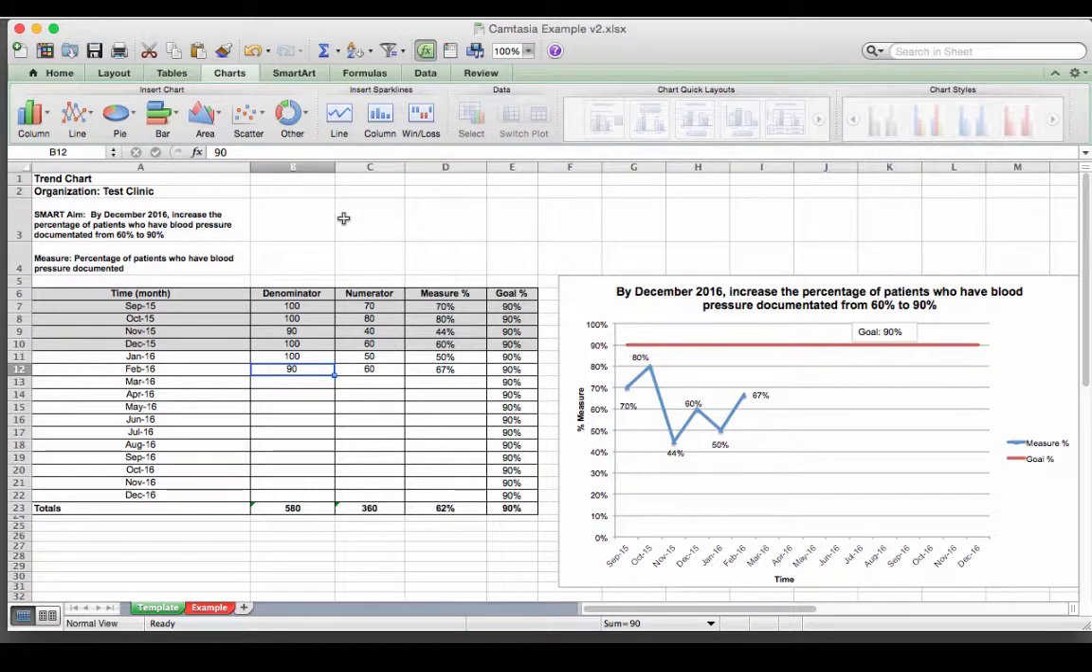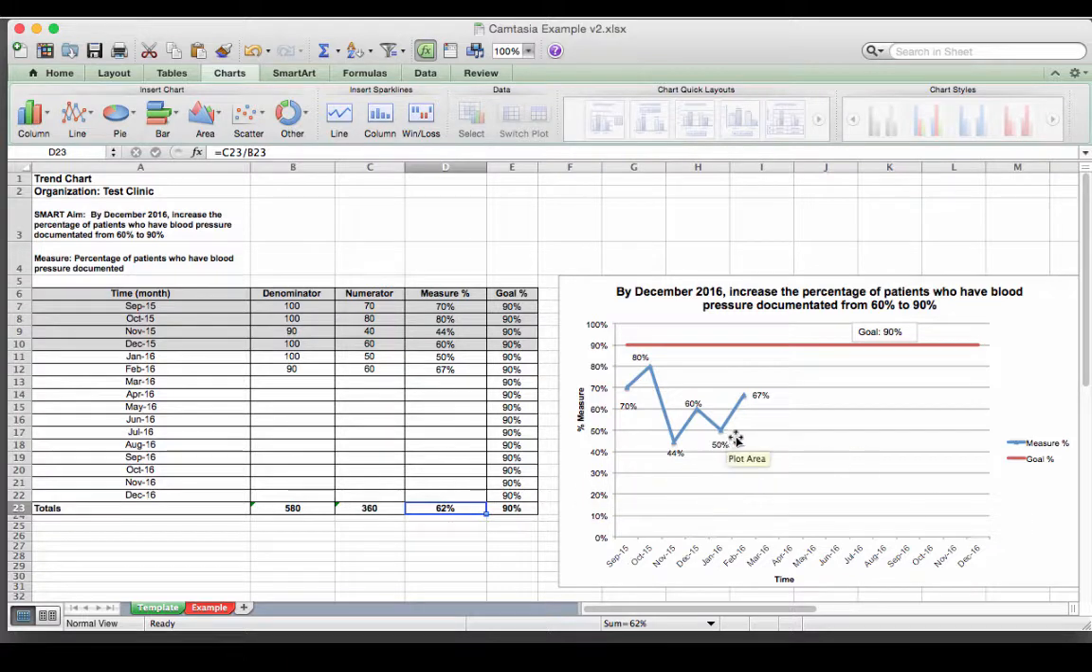Looking back at our example, we entered baseline data, we entered ongoing data, and we also then have totals. The totals are showing us that 62% of patients in the clinic had their blood pressure documented.